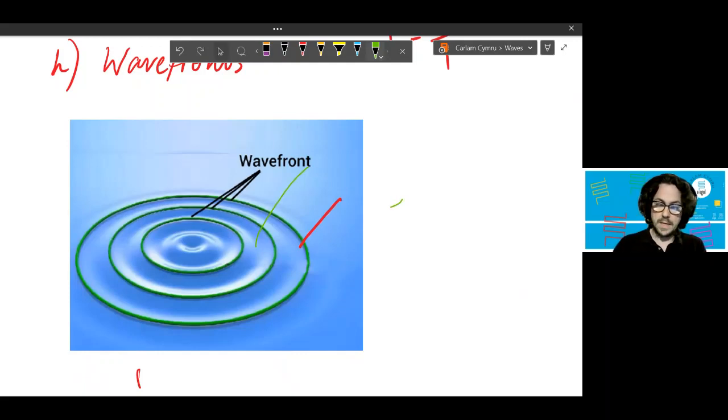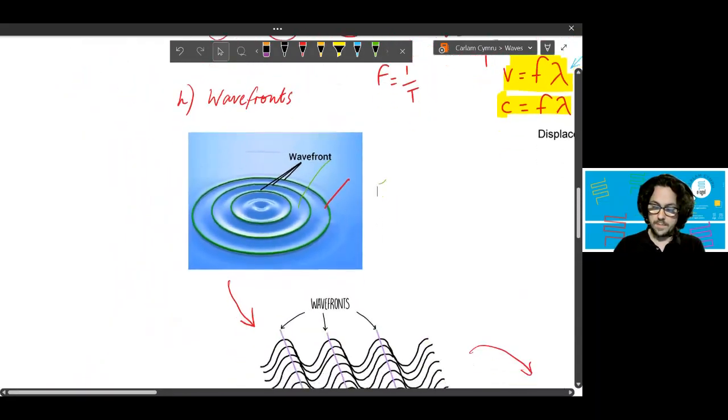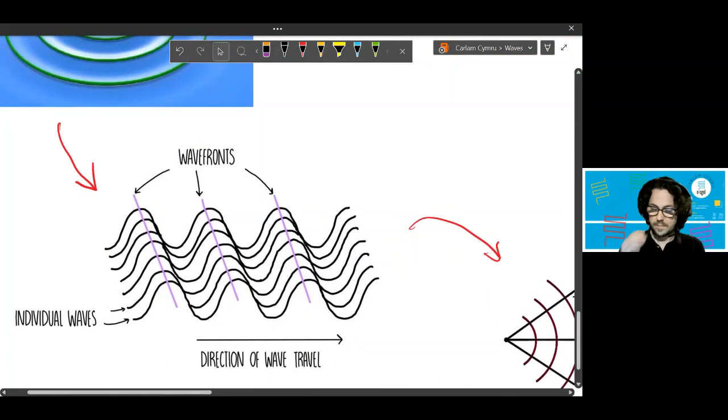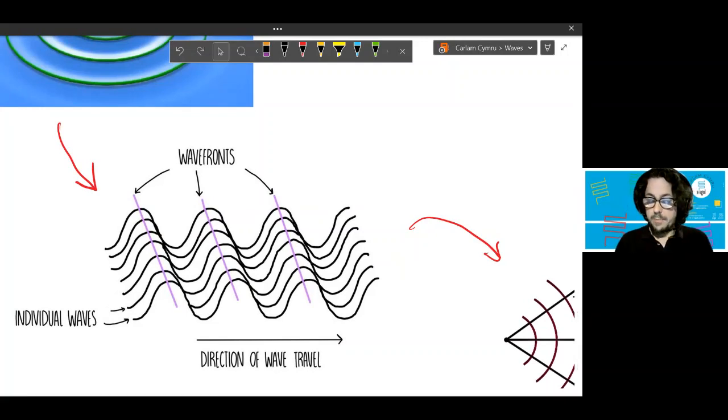So that's what we mean by wavefronts. Okay. Now, importantly, when we have wavefronts, the wavefronts will always be perpendicular to the direction of the wave. So my wave is moving in this direction, and my wavefronts are perpendicular to it. Okay. It's a 3D diagram, so that's why it looks like it does.